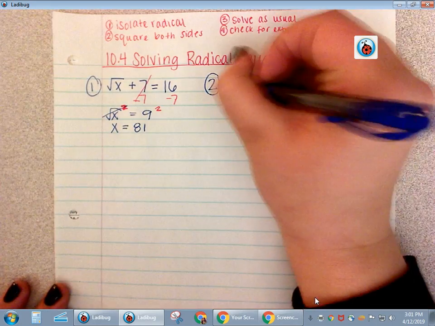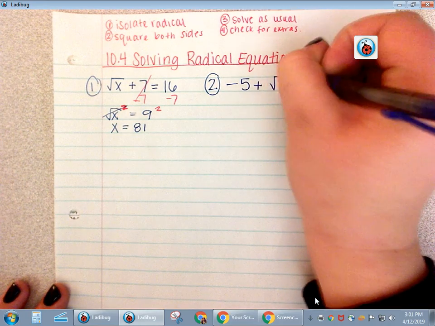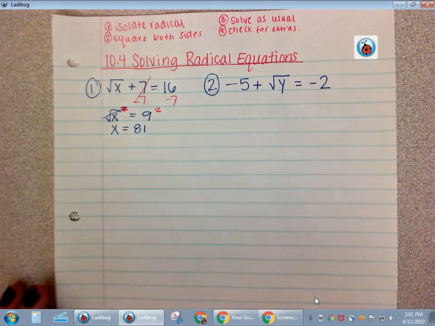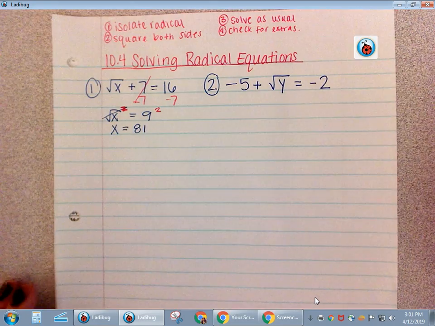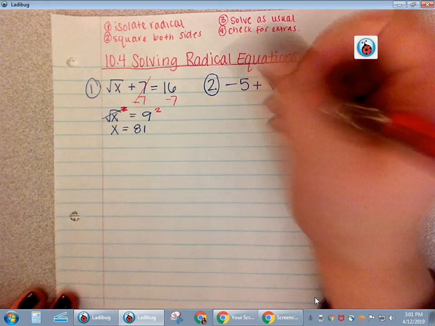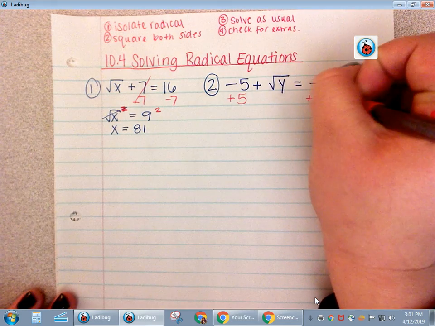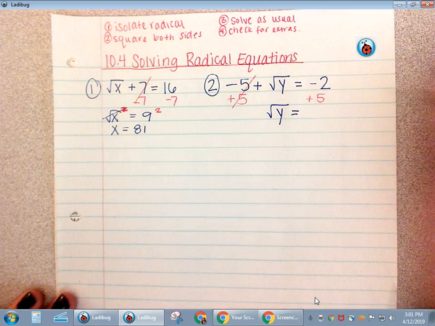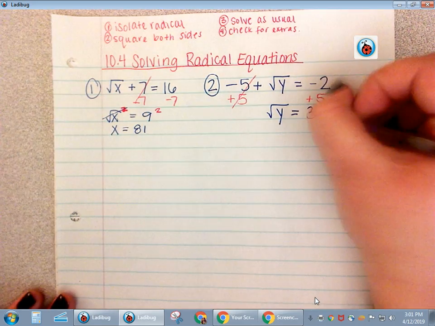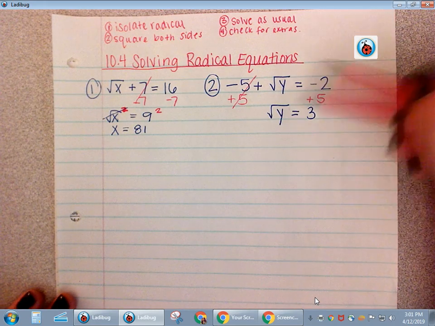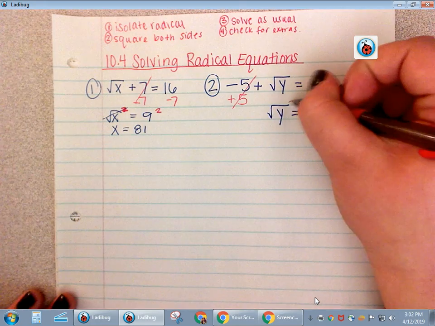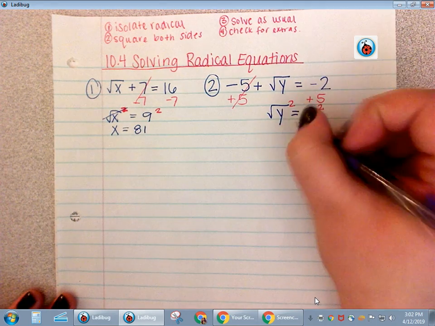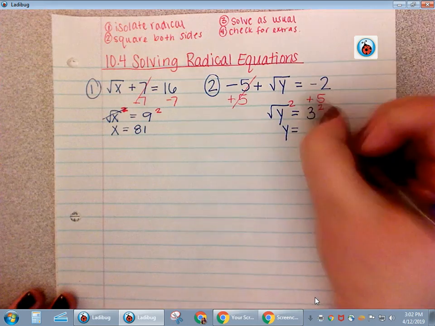Next one, let's do negative 5 plus the square root of y equals negative 2. All right, let's see. We want to get our radical by itself first, so let's add 5 to the other side. That way, that square root of y will be by itself on the left. On the right, negative 2 plus 5 is 3. To get rid of my square root, I need to square both sides. So now on the left, I have the square root of y squared, which is just y. On the right, 3 squared is 9.